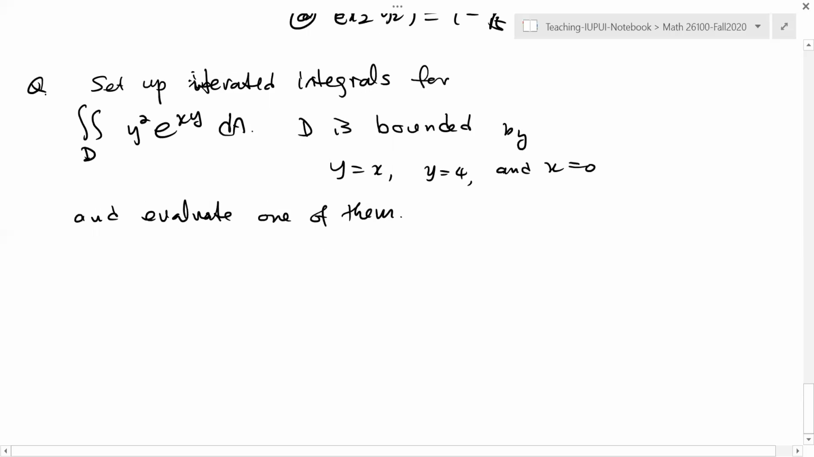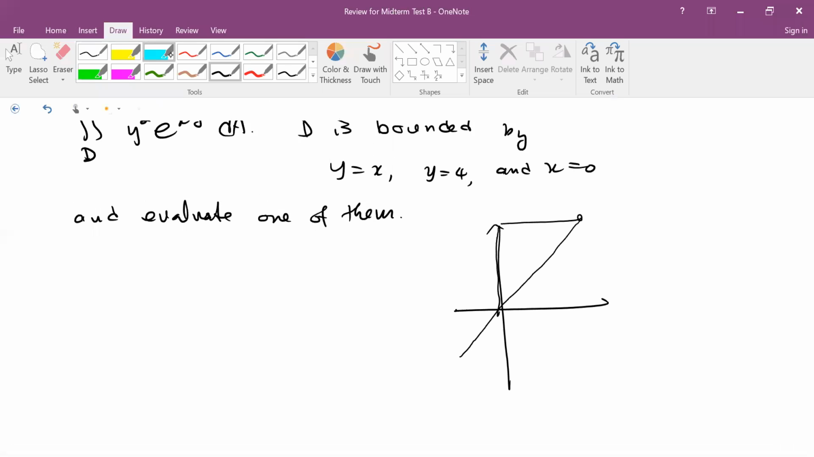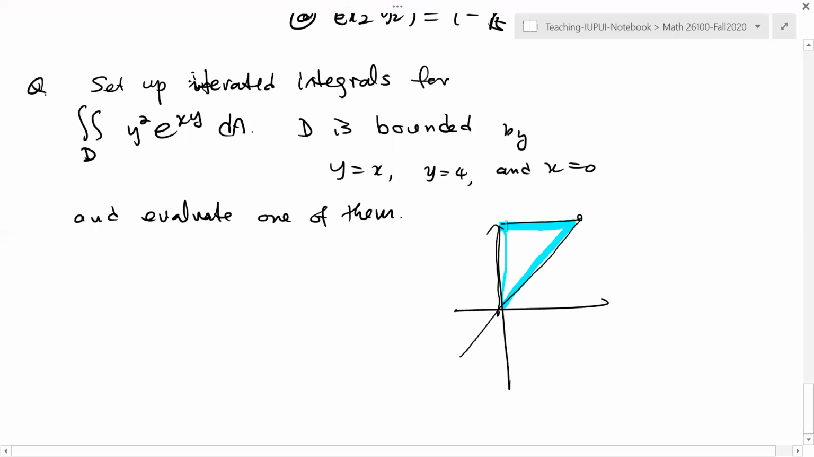First of all, you have to draw the picture, the domain. Y equals x, this line. Y equals 4 is this line. X equals 0 is this line. So don't make mistakes. This is going to be the domain. The intersection points here are (4, 4), here's (0, 4), and here's this point (0, 0).